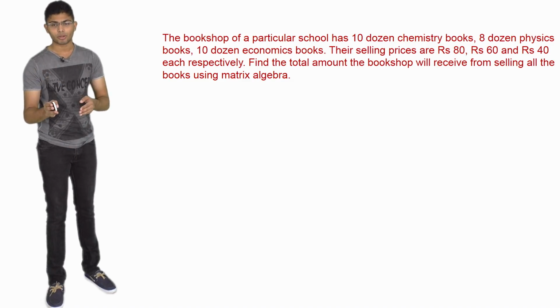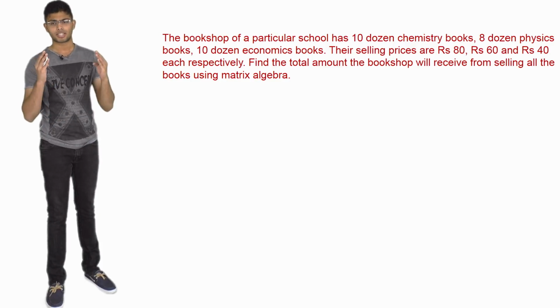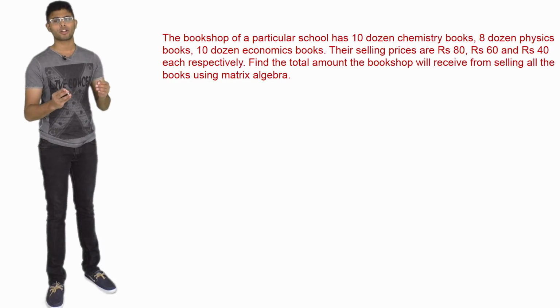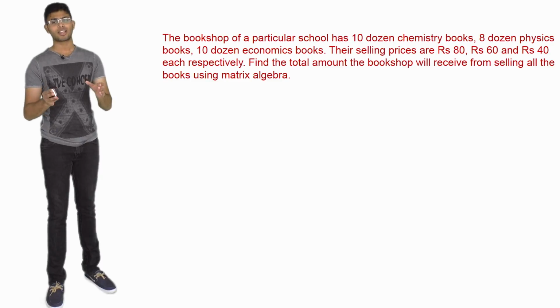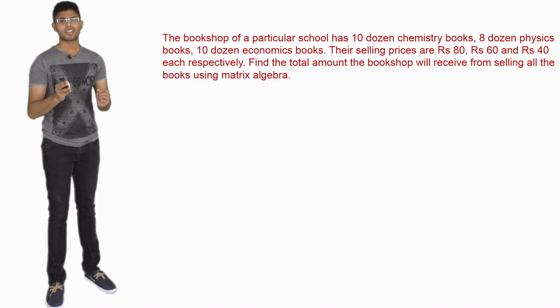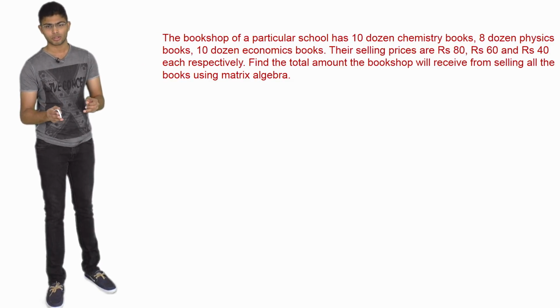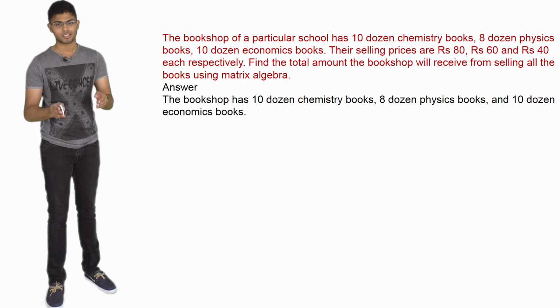So in this problem, which is a word problem, we're given a set of values. First we're going to go through it, filter out the unimportant information, note down what matters, and then understand what to do in this problem. What they're asking us to do is find the total amount the bookshop will receive from selling all the books. And you're supposed to do this using matrix multiplication or matrix algebra.